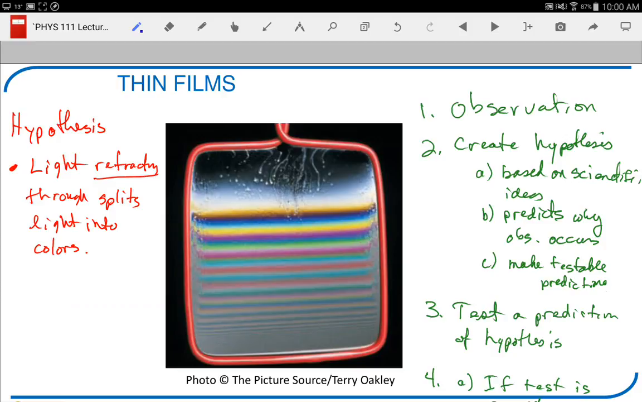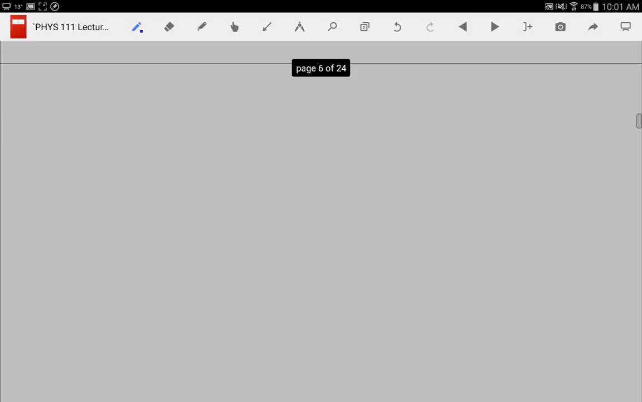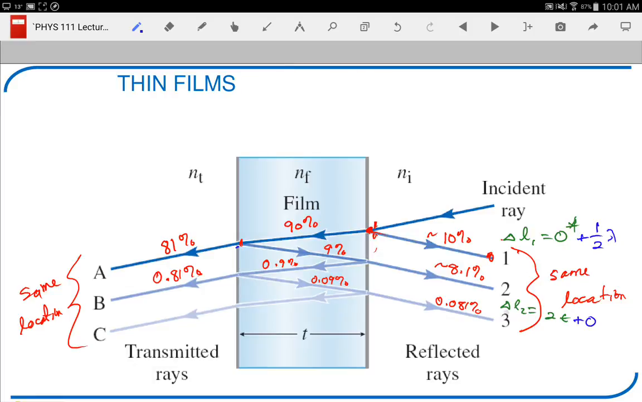Why did it have to be a thin film? Why didn't it work with the glass in the windows? They're too thick so that the light is not effectively the same location, and hence it doesn't interfere with itself. You would have those two rays too far apart. It doesn't have its correlation, doesn't work.